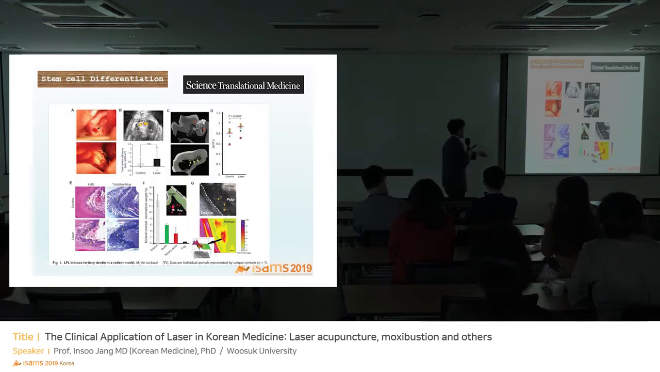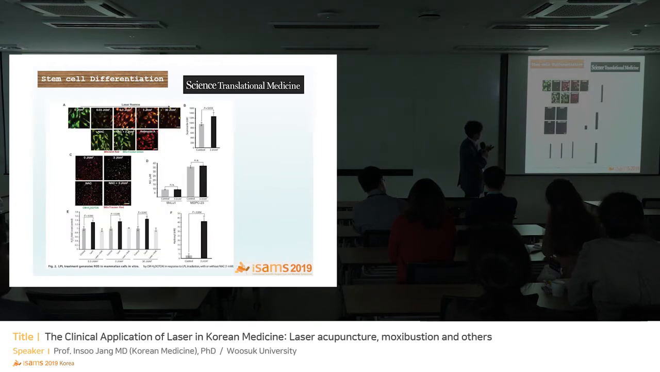This picture showed that low-level laser induced tertiary dentine in a rodent model. He showed that after the injury, this is a dentine, the teeth of the rodent, and then he showed the stem cell regeneration. And then the low-level laser was used to generate ROS in mammalian cells in vitro.